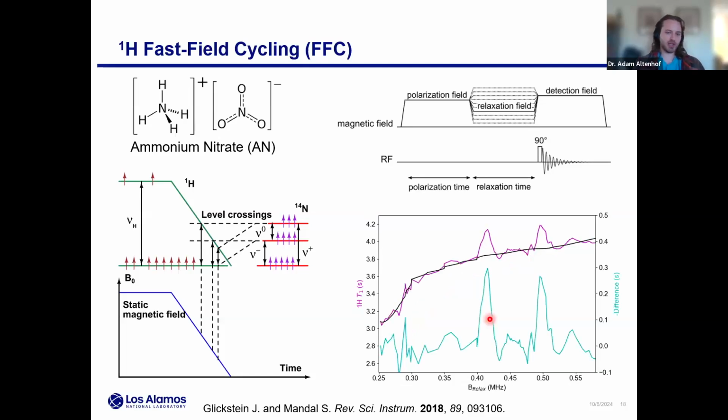So how we generally analyze this is to just fit this polynomial, excluding these features, take the difference, and now you have something like the Zeeman perturbed NQR spectrum. And what's really interesting is what we learn about relaxation.